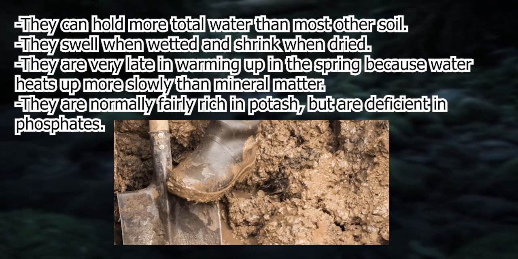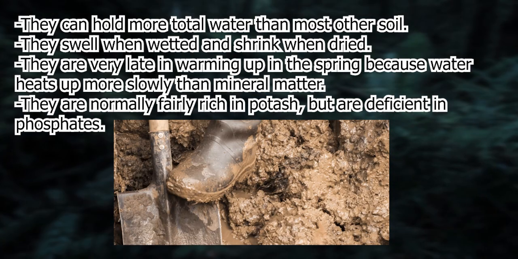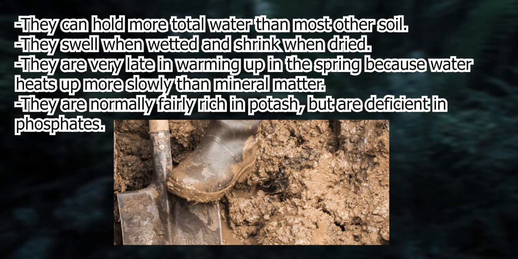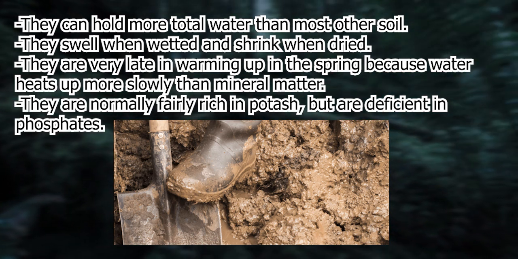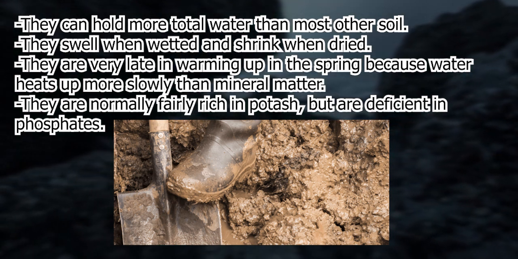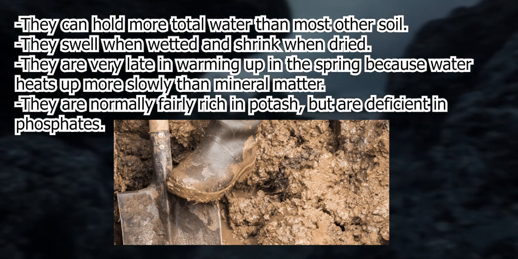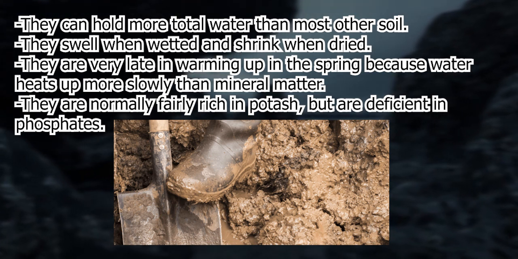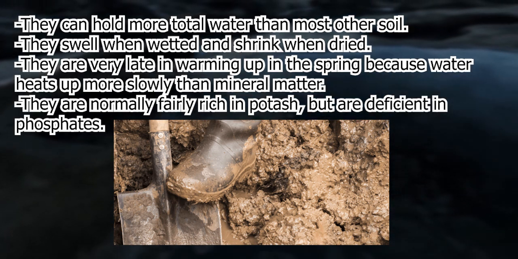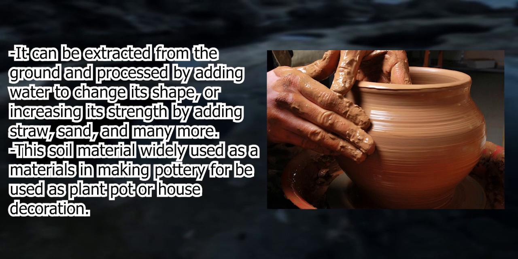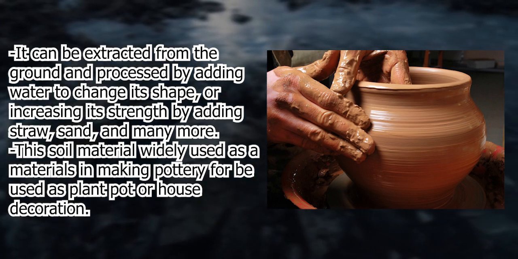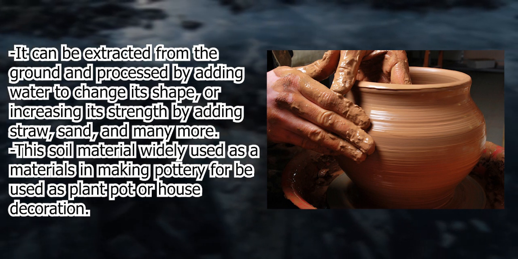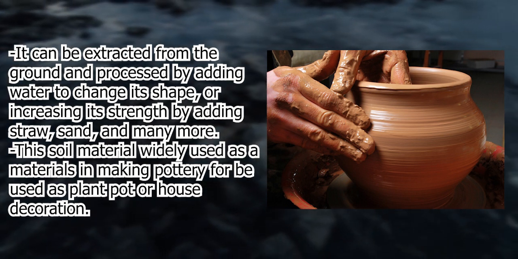They can hold more total water than most other soils. They swell when wetted and shrink when dry. They are very late in warming up in the spring because water heats up more slowly than the mineral matter. They are normally fairly rich in potash, but they are deficient in phosphate. It can be extracted from the ground and processed by adding water to change its shape or by adding straw, sand, and many more to increase its strength.